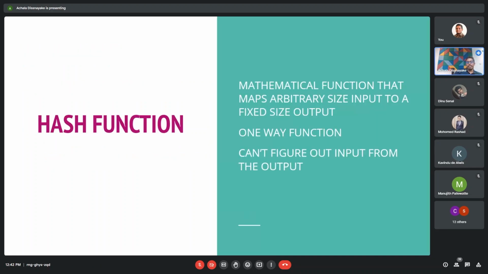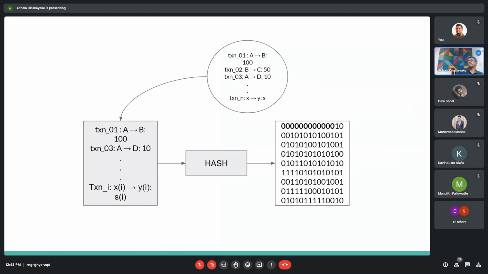To understand that, we first need to understand what hash functions are. Basically, a hash function takes some input and maps it to a fixed size output. And it's a one-way function. I think this was also discussed in the cryptography session, right? One-way function means you can't take the output and figure out what the input was. So this is the explanation of the same thing.